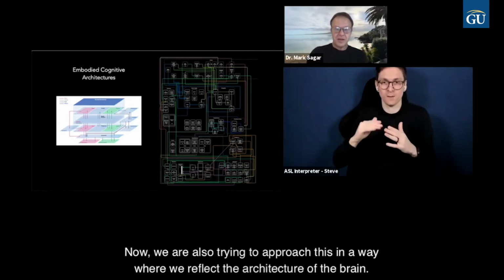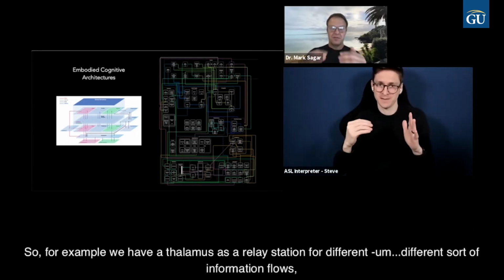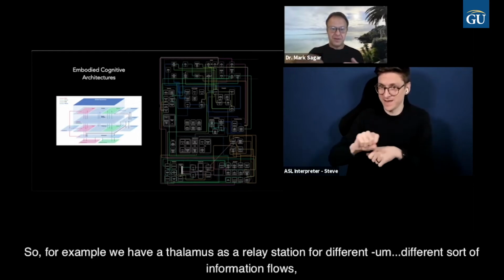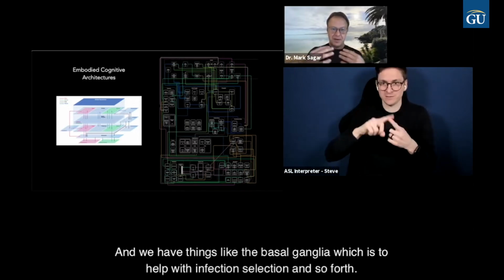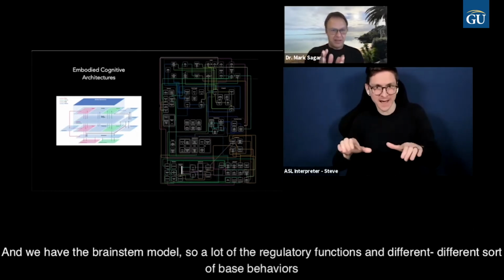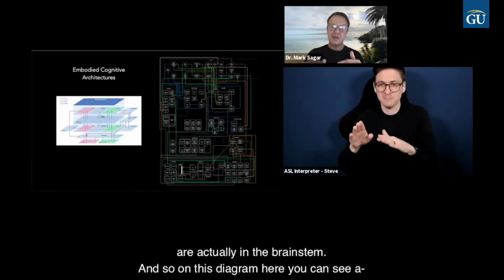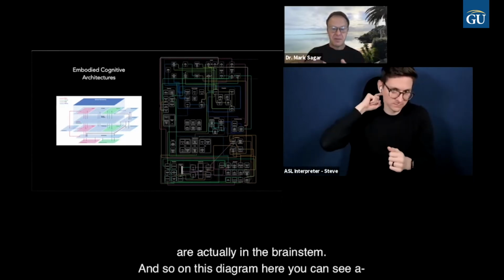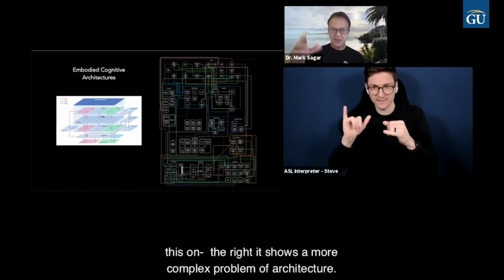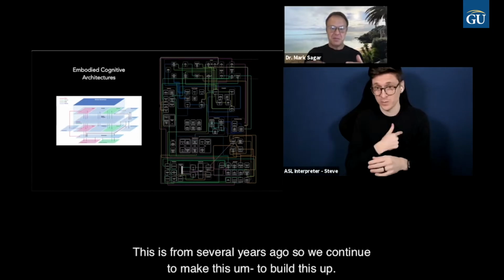Now, we also try to approach this in a way where we reflect the architecture of the brain. So, for example, we have a thalamus as a relay station for all the different information flow. We have things like a basal ganglia, which is helping with action selection and so forth. And we have a brainstem model, so a lot of the regulatory functions and different base behaviors are actually in that brainstem. On this diagram on the right, you can see a more complex cognitive architecture. This is from several years ago, so we'll continue to build this up.